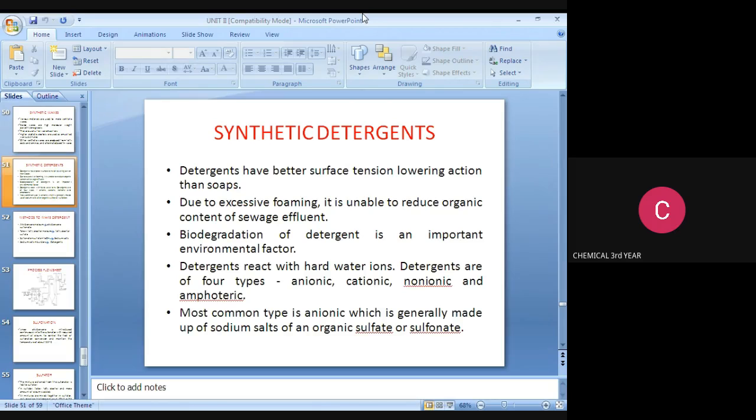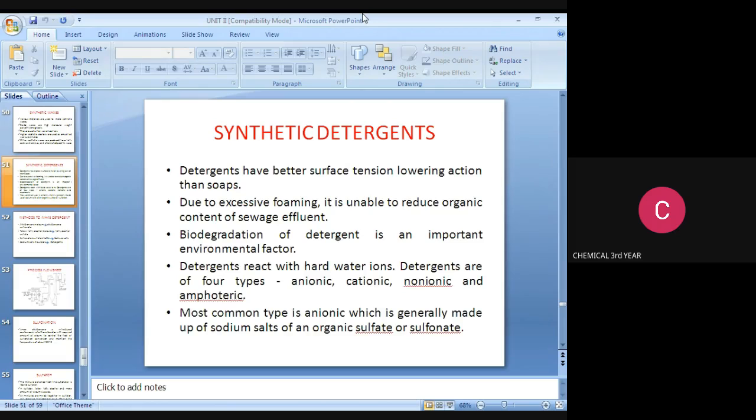Detergents react with hard water ions. Detergents are of four types: anionic detergents, cationic detergents, non-ionic detergents, and amphoteric ion detergents. There are four types. The most common type is anionic, which is generally made up of the sodium salt of an organic sulfate or sulfonate.